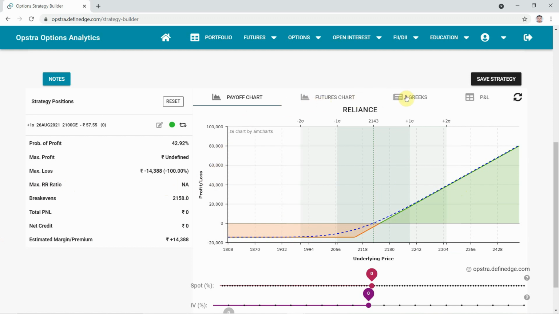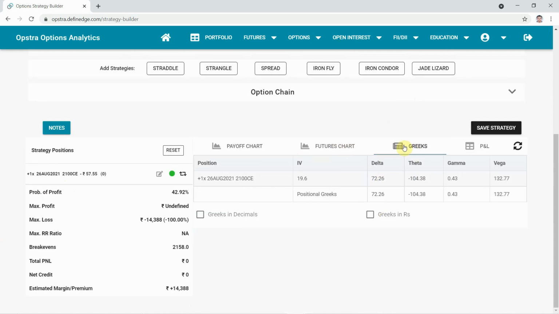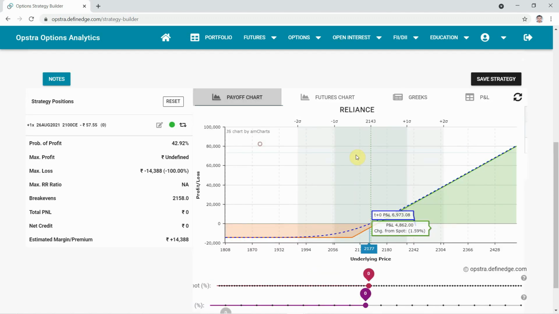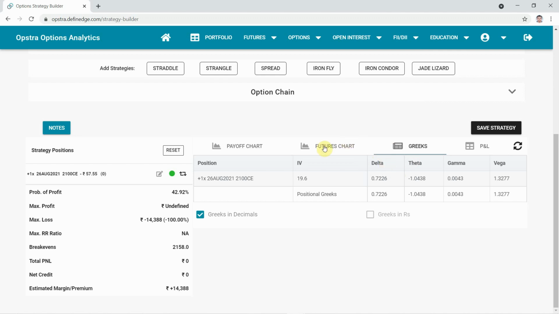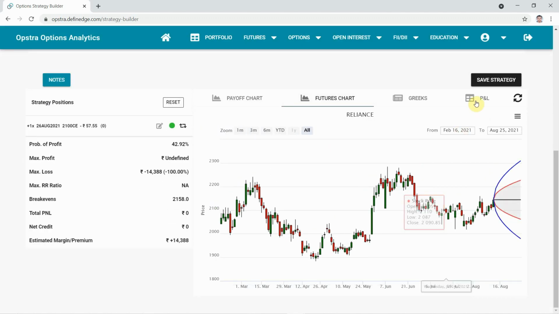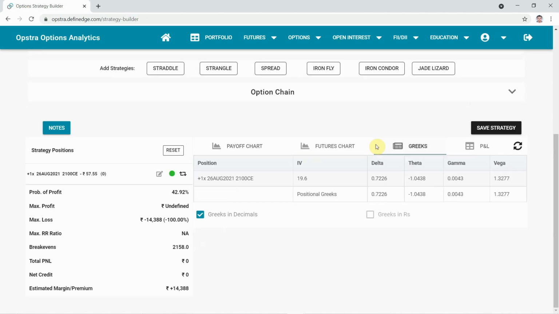You can also see the different Greeks parameters that we learned. Just select Greeks. You can see here the implied volatility, and these are the different Greeks that we learned: delta, theta, gamma and vega. You can convert it to decimals if you are more convenient with decimals. I am personally convenient with decimals, so I convert it. You can see the delta value is 0.72, theta is minus 1.04, gamma and vega and so on. The payoff chart and Greeks are the most important things that you need to know. Ignore the futures chart and P&L for now. We'll look at it maybe in future.